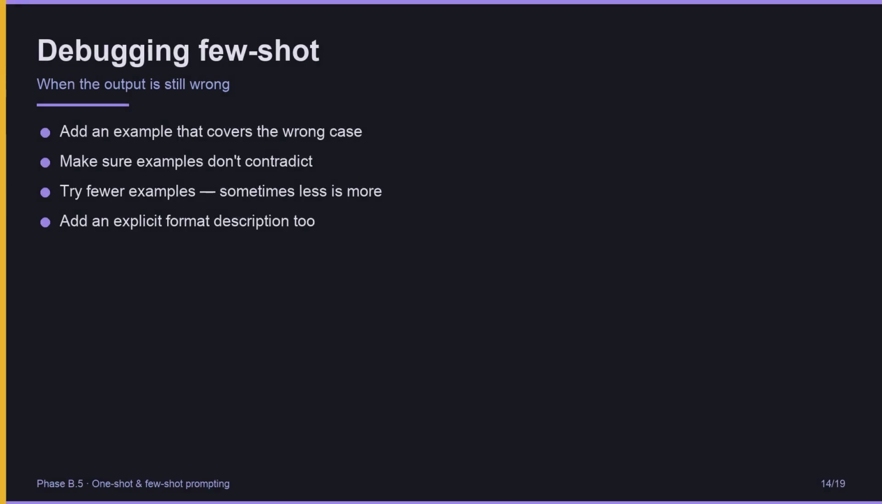Debugging few-shot. When the output is still wrong, add an example that covers the specific case that's failing. Make sure your examples don't contradict each other, that's a common silent failure. Try fewer examples, sometimes less is more, and too many examples confuse the model. And add an explicit format description too, alongside the examples, to lock in the pattern.